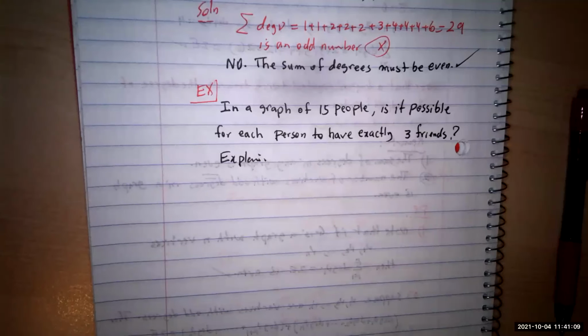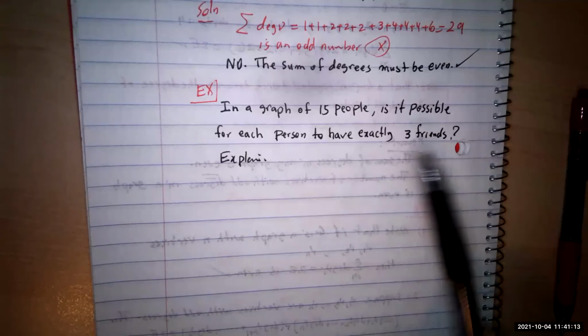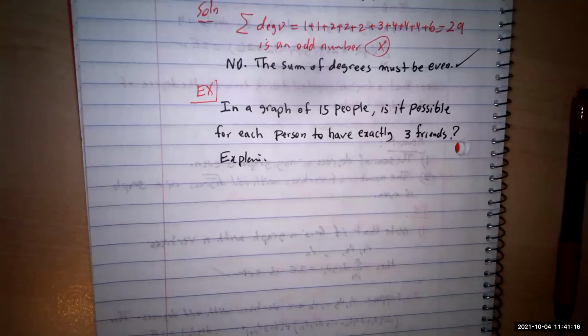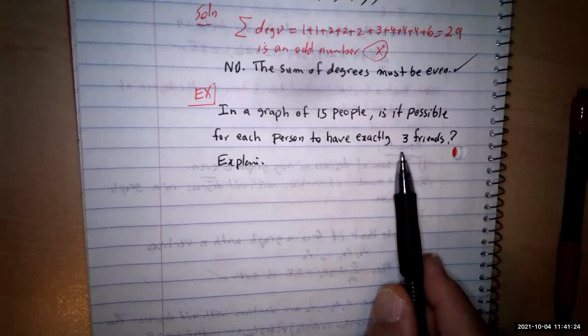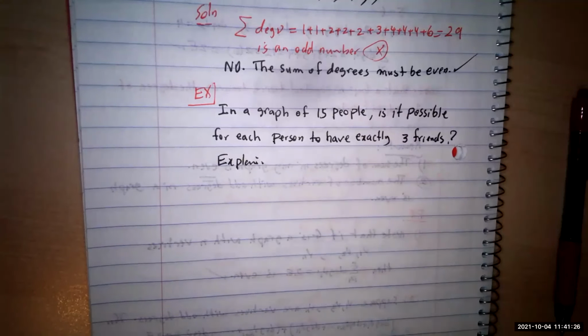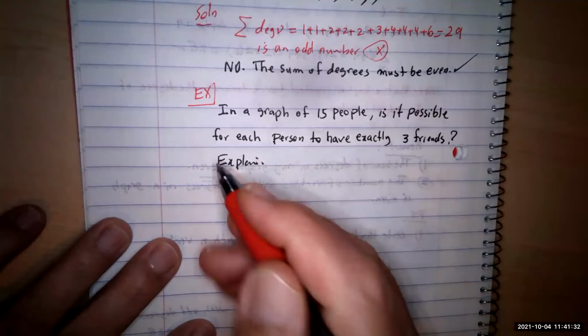So 3 is an odd number. Since 3 is an odd number, remember the degrees are all odd numbers. If you add them together, you must get an even number. So it's only possible if the number of odd degrees is even, but you have 15 people. So in that case, it's not possible. These are just add them together. Solution.